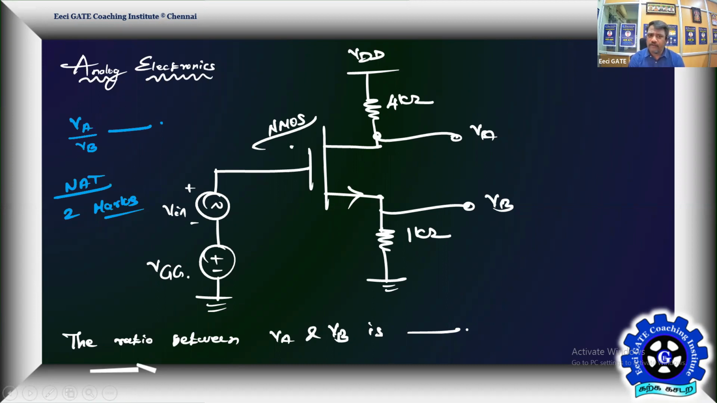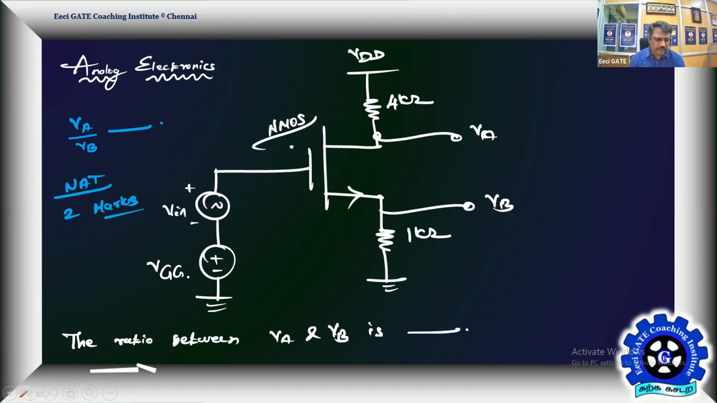What we have to do in the circuit: the NMOS is already in saturation, so you have to get the small signal equivalent of the NMOS and carry out a comfortable small signal AC analysis to find the ratio VA by VB. That's all. So what is the small signal equivalent of NMOS?